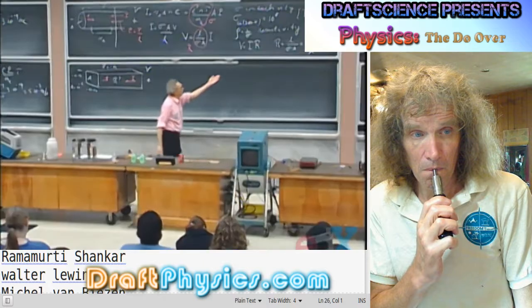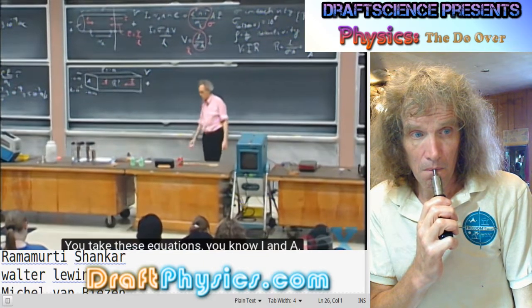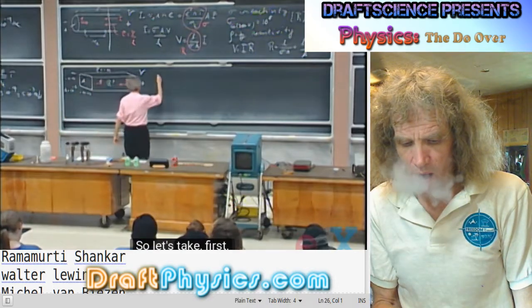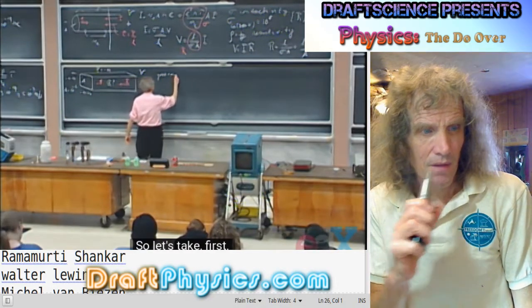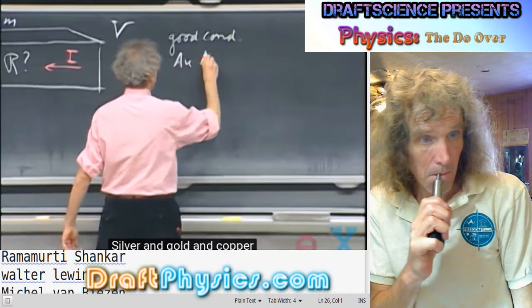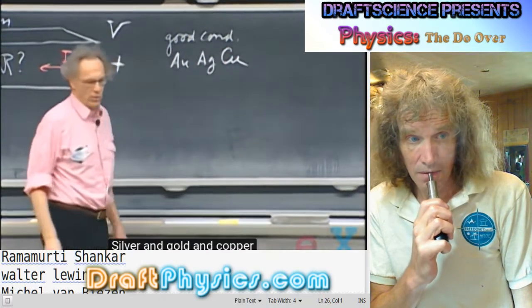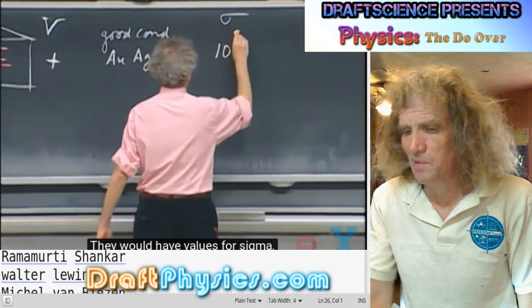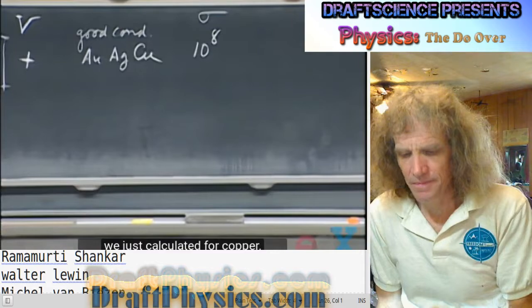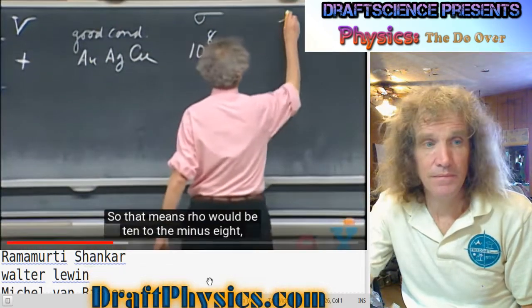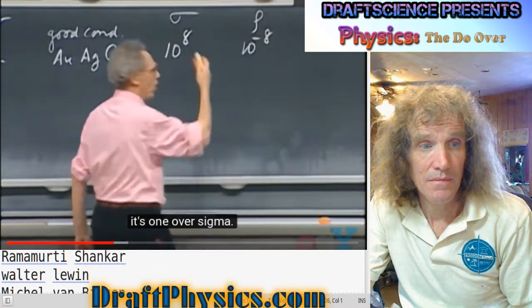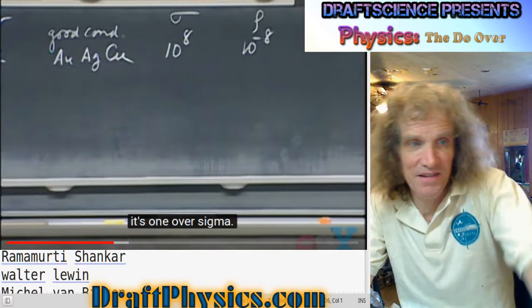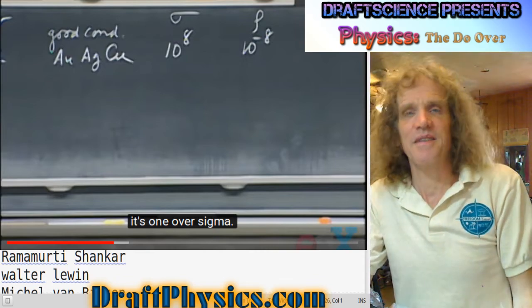Well, very easy. Take these equations, L and A. If I tell you what sigma is, then you can immediately calculate what the resistance is. So let's take first a good conductor. Silver and gold and copper are very good conductors. They would have values for sigma of 10 to the 8. You just calculate it. So that means rho would be 10 to the minus 8. It's 1 over sigma.